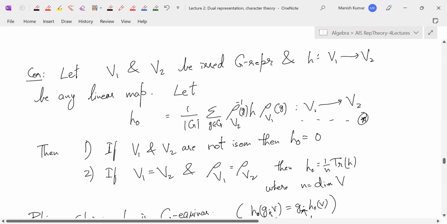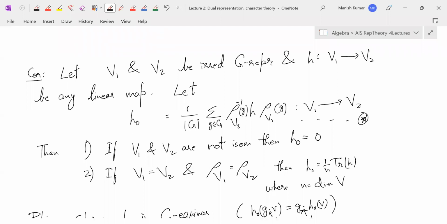Suppose V1 and V2 are two irreducible G representations, and H is any linear map between V1 and V2. So it may not be equivariant. Then you cook up this new linear map, H naught, by this averaging technique. You look at 1 over size of G, sum over G of rho V2 of G inverse, composed with H, composed with rho V1 of G. Remember, rho V1 of G is an endomorphism of V1, so it takes V1 to V1. Then H will take it to V2, and then rho V2 of G will take it back to V2. This composition of three linear maps is a map from V1 to V2, so it is again a linear map.